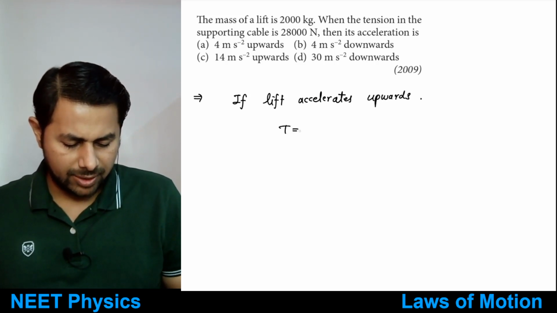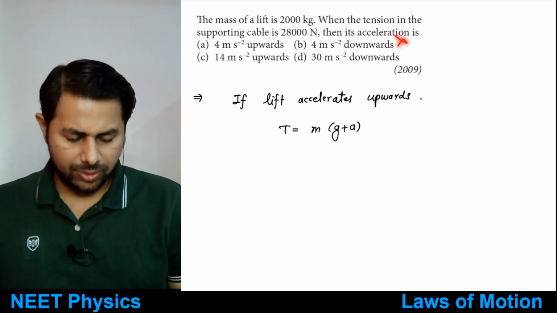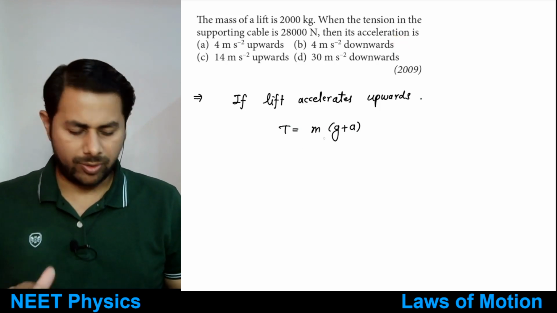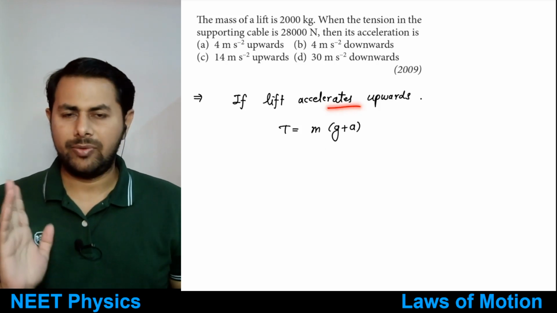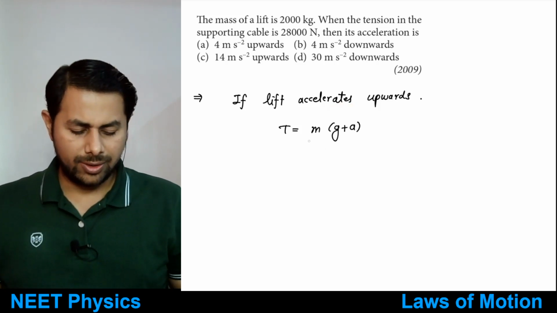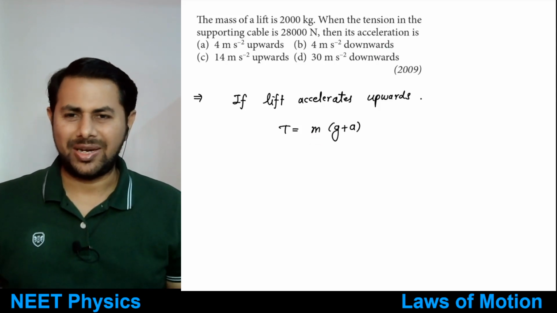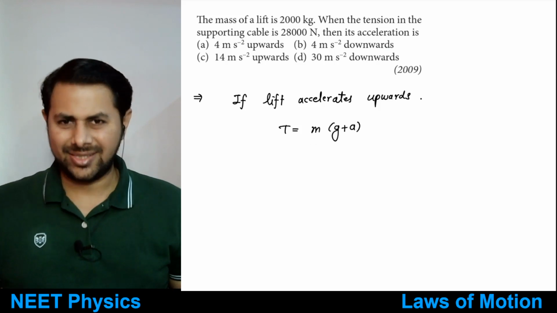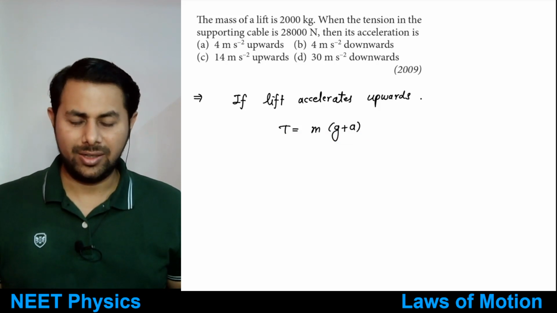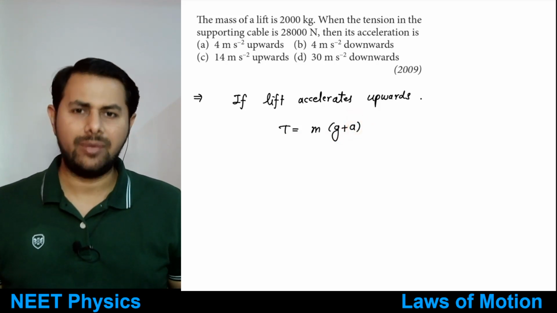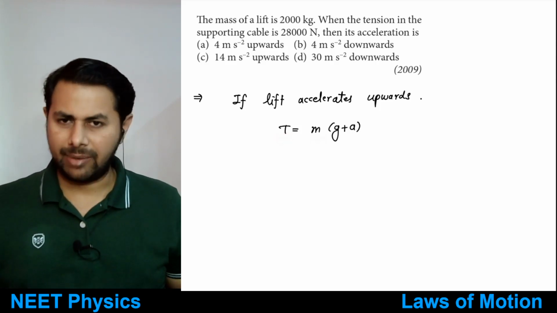you have this formula, T is equal to what? M into G plus A. Now here there is no need to think. Okay, just write down any formula. T is equal to M into G plus A or M into G minus A. So this is for when lift accelerates upwards. Now you don't need to think whether it's accelerating upwards or downwards, right? While solving problems you can think, but in exam just write down this formula. So if your assumption is correct, then the acceleration will come positive. If it's incorrect, the acceleration will come negative. Okay, so just write down T is equal to M into G plus A.